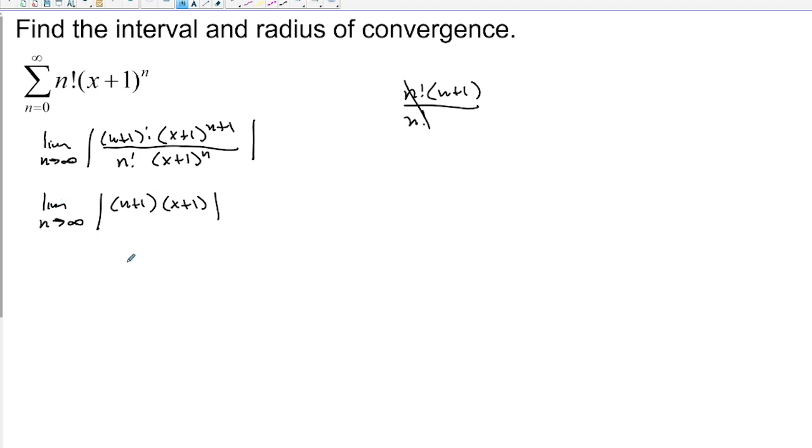Now, if we take the limit as n approaches infinity, this is going to be infinity, and then times x plus 1. And we want that to be less than 1. Well, the only way that this could possibly be less than 1 is if we take 0 times infinity. So the interval of convergence is negative 1. That's what makes this 0. And the radius of convergence is 0. There's only one number that can possibly work. When the n's are left on the top, you're going to get infinity, and you've got to make this equal to 0.